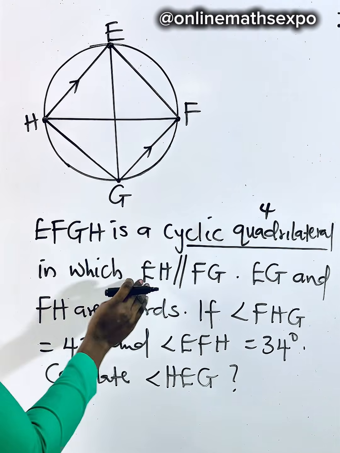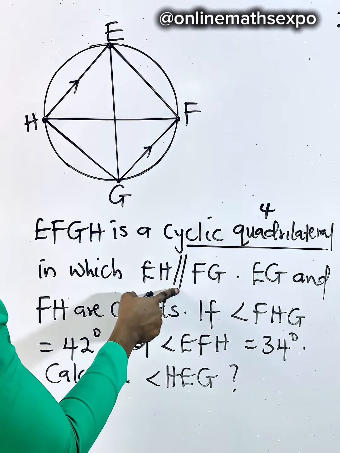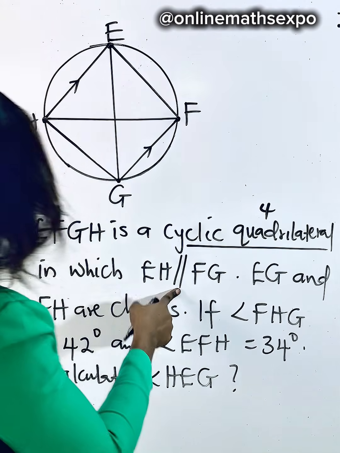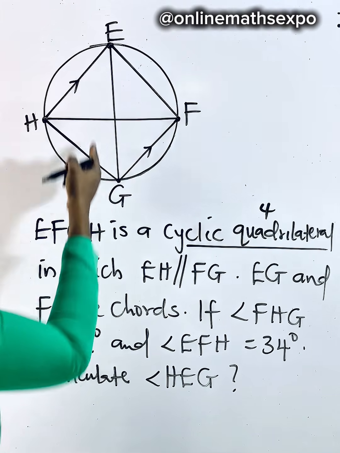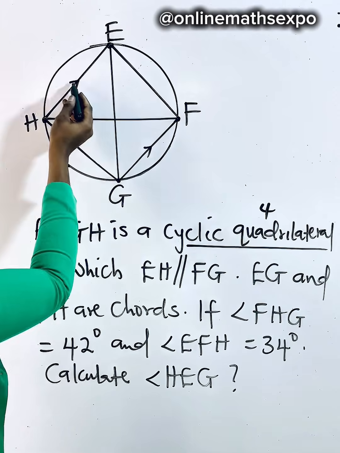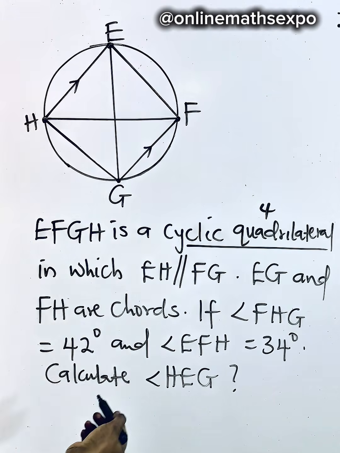Now, in which EH, this is EH, this symbol means parallel. So this line is parallel to FG. These two lines are parallel. As you can see, this arrow has shown that they are parallel, and it also talks about something.